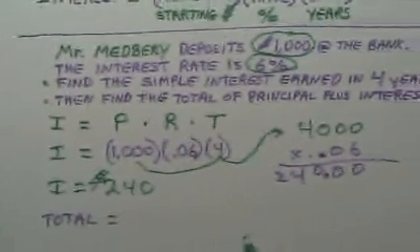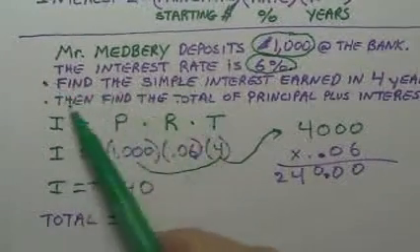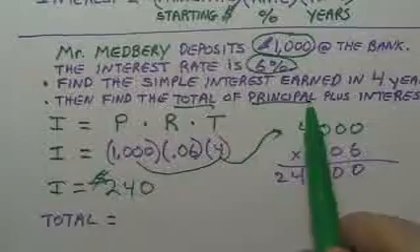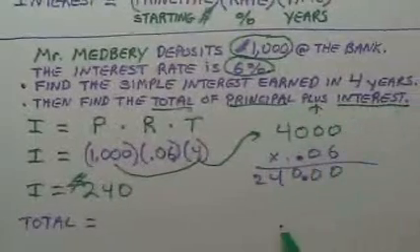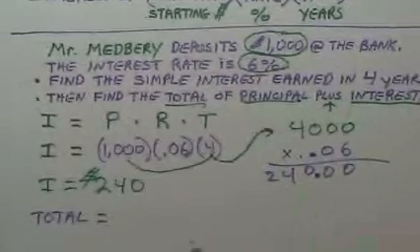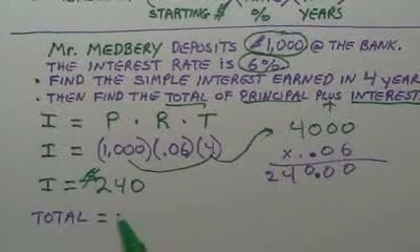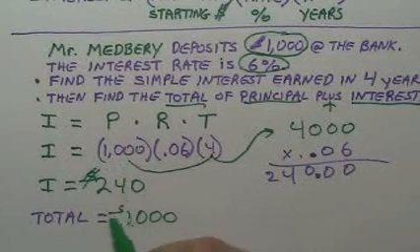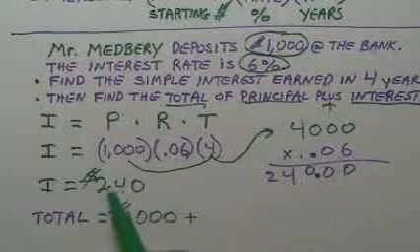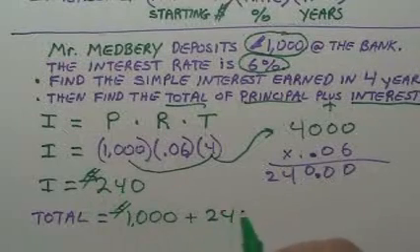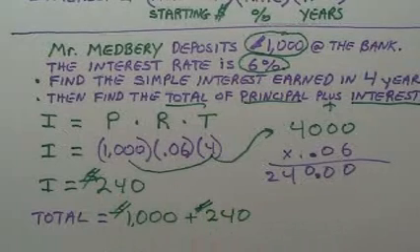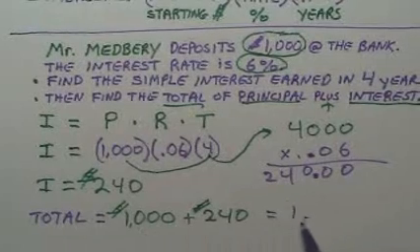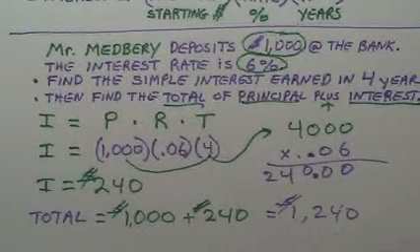But that's only part of it. That's only half of it. Remember, that's one question. The other one is, then find the total of principal plus the interest. The principal plus the interest. Okay, well, let's write that down. What was our principal? Our principal was $1,000, right? And the interest was $240. So our total comes out to be 1,000 and 240 is just $1,240.